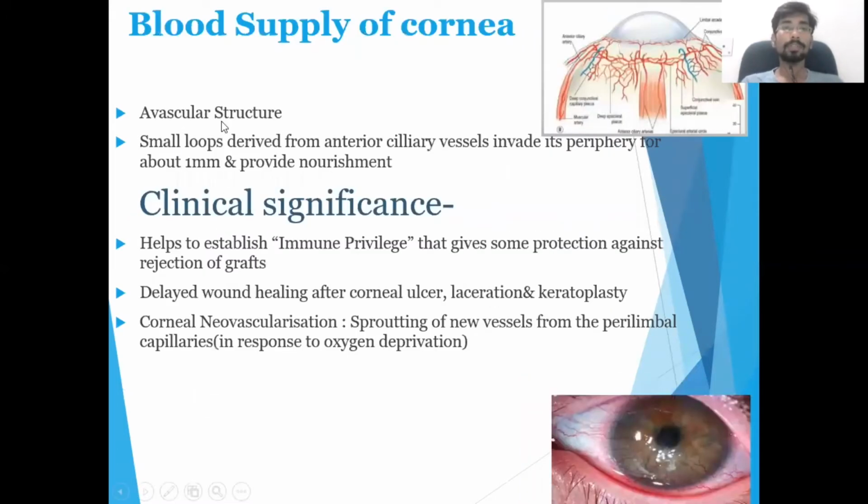Blood supply of cornea. The cornea is avascular. Small loops derived from anterior ciliary vessels invade its periphery for 1 mm and provide nourishment. Clinical significance: avascularity helps to establish immune privilege that gives some protection against rejection of the graft. It also causes delayed wound healing after corneal ulceration and keratoplasty. Corneal neovascularization is sprouting of new vessels from the perilimbal capillaries in response to oxygen deprivation.